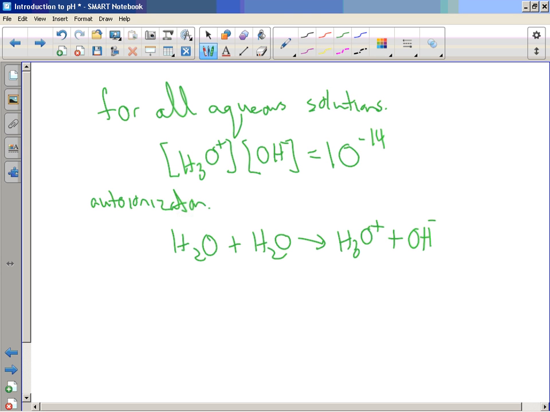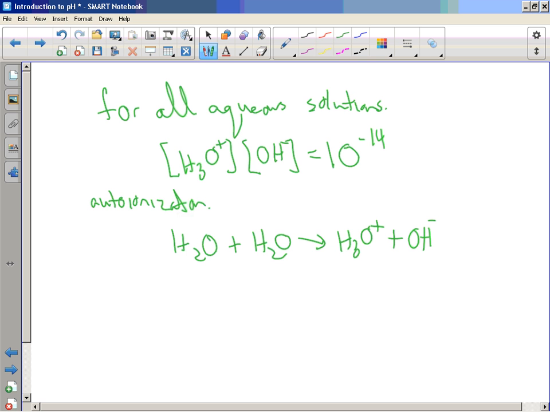Now, it's not that this happens a lot. If you were to take a sample of water, the amount of H3Os and OHs that trade, you multiply it, you get 10 to the negative 14. So it's a very small amount that does this, but it does it, all right? And this is true in all aqueous solutions, whether acid is around or whether base is around. So there's always a little bit of H3O plus and a little bit of OH minus in all aqueous solutions, in all water.